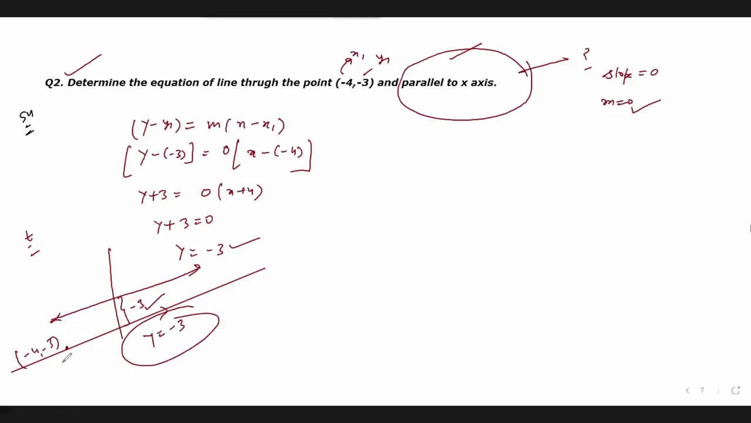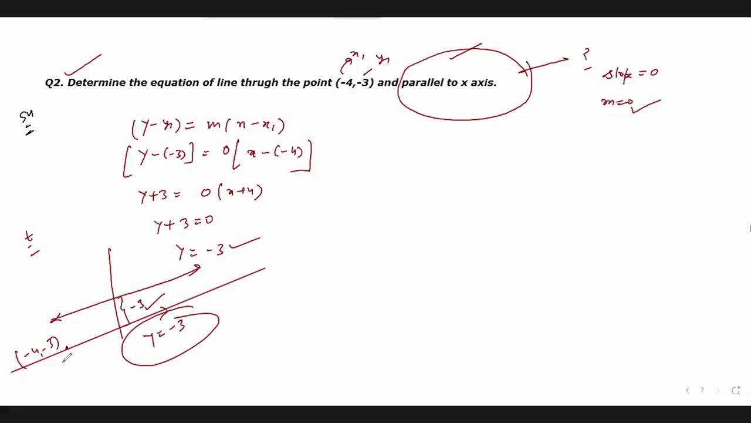Because I told you in today's starting class only, if a line is parallel to x-axis, the equation becomes y equals the distance from the origin, whether it is on the upward side or the downward side. If it is upward, then it will be positive. If it is downward, then it will be negative. Same thing is happening here. Minus 4, minus 3 is the point that has been given, and this line is parallel to x-axis. That means the angle it is making is 0, tan 0 is 0. So we have a slope equal to 0. So we can directly write that y equals minus 3.